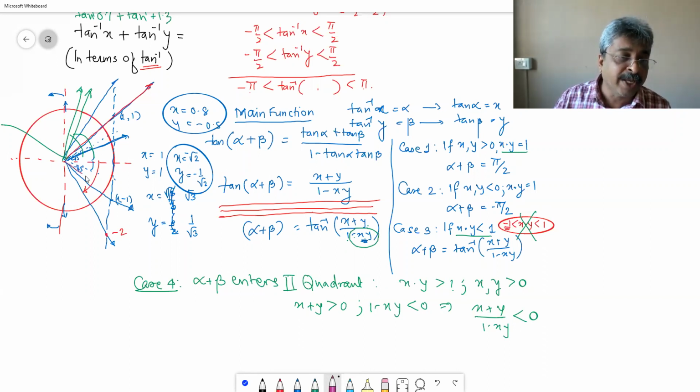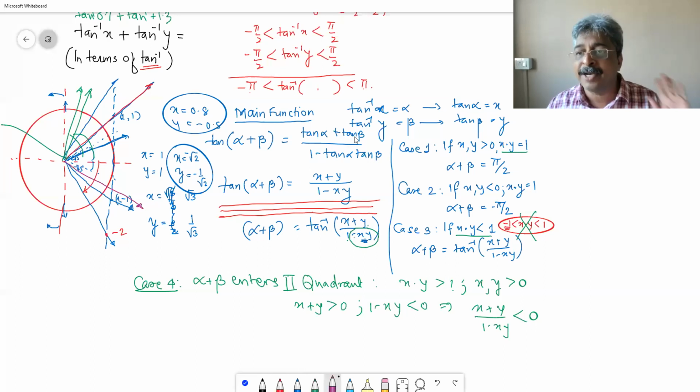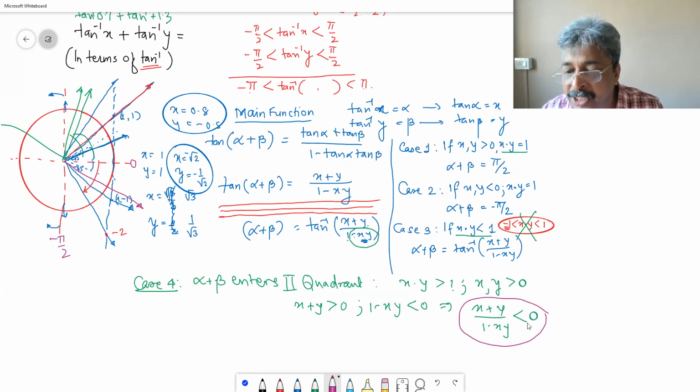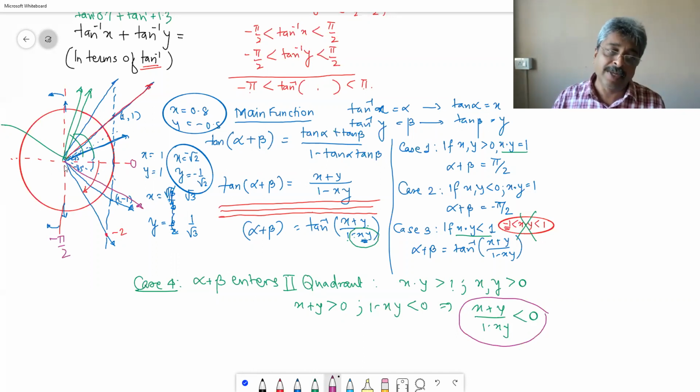And therefore, if we take tan inverse of the quantity which is less than 0, your terminal ray is somewhere here. Because tan inverse will land you between minus pi by 2 to plus pi by 2. The terminal ray will land between 0 and minus pi by 2. If your x plus y upon 1 minus xy is less than 0, you will land in this quadrant as far as the terminal ray is concerned. So you wanted to be in second quadrant and you ended up being in fourth quadrant.